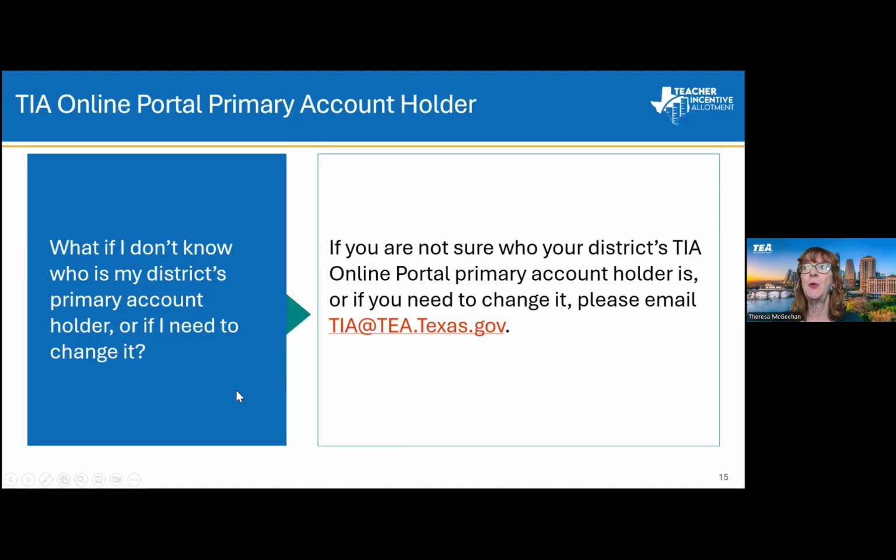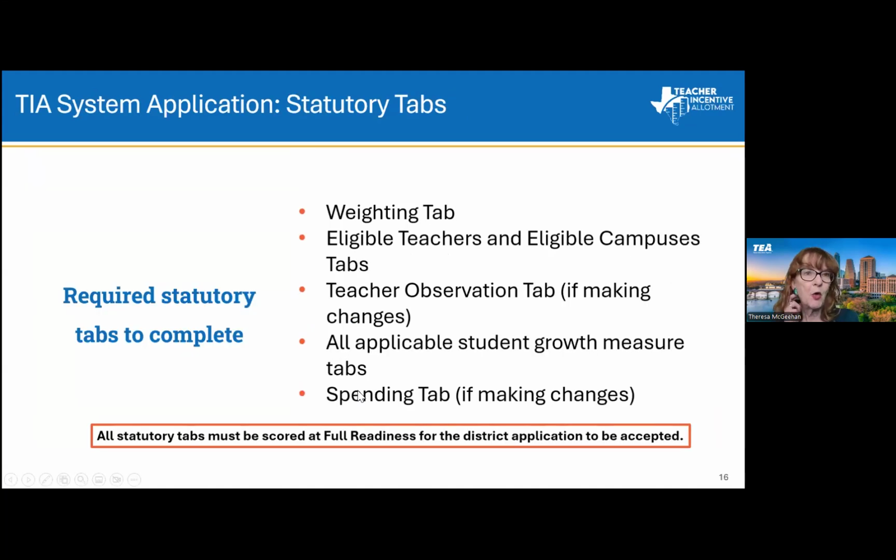So what if you don't know who your primary account holder is for the online portal, or if it's changed, maybe the person retired or moved away or something like that? If you're not sure, just let us know. We will let you know who we have on file as your online primary account holder, and just email us at tia@tea.texas.gov.